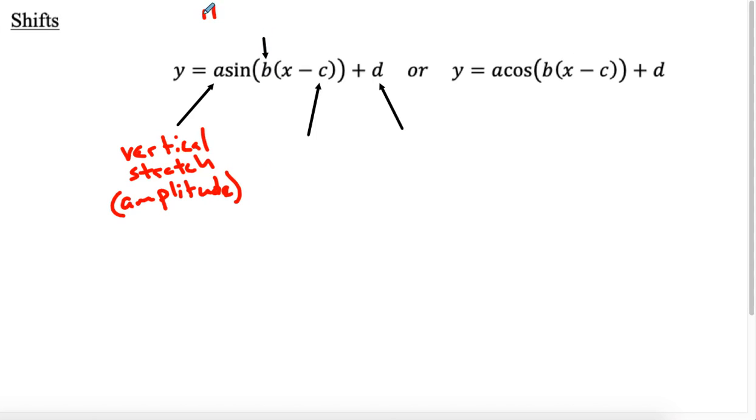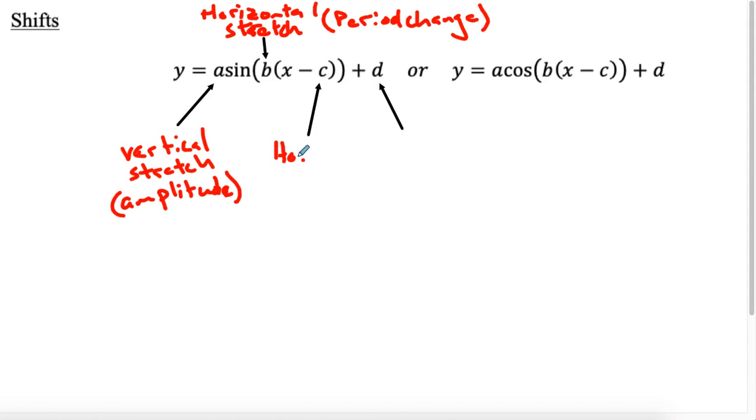The b value is a horizontal stretch or compression. We used the words stretch or compression when we talked about this in the first semester. And we can call this a period change. This value is going to change the period. A c value is a horizontal shift, so that'll move the graph left or right. And if we have a d value, that is a vertical shift, so that would move the graph up or down. We're just going to look at two of these today: a values and d values. And these would be the exact same things for the cosine function: vertical stretch, horizontal shift, vertical shift.